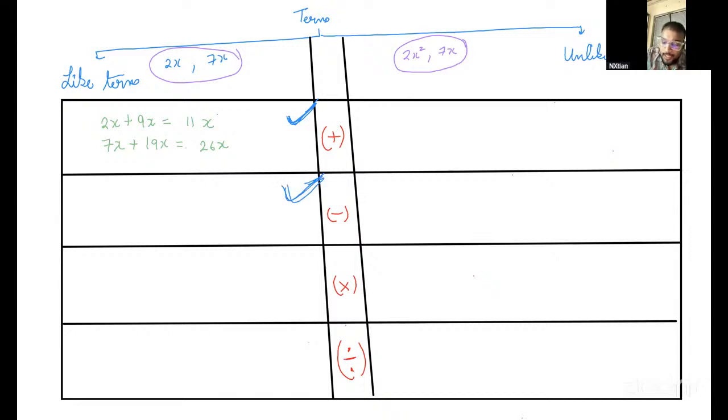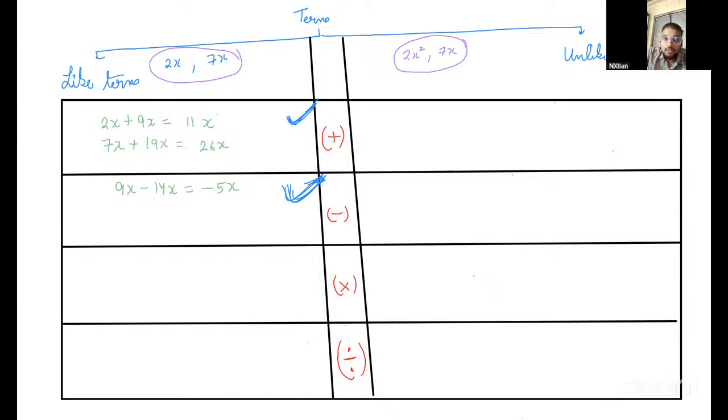You can subtract like terms also, like 9x minus 14x. So how will you subtract it? First write the x. Now 9 minus 14. Normally first subtract it, so 14 minus 9 is 5. Now 14 is greater and it has a minus sign in front of it, so we'll write minus 5.